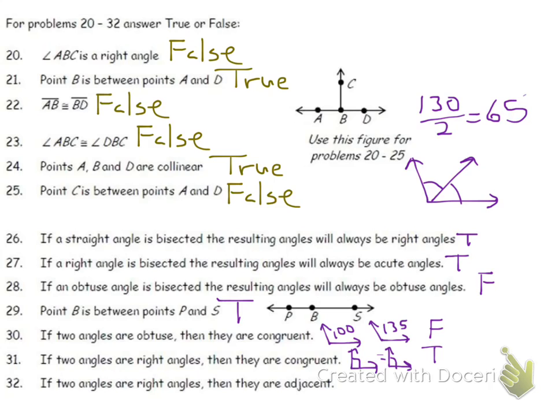And last one, if two angles are right angles, then they're adjacent. Well, I could have a right angle drawn here, and I could have another one drawn over here. They do not necessarily share a side, they do not necessarily share a vertex, so that's a false. Now, they could be, but it isn't guaranteed all the time.